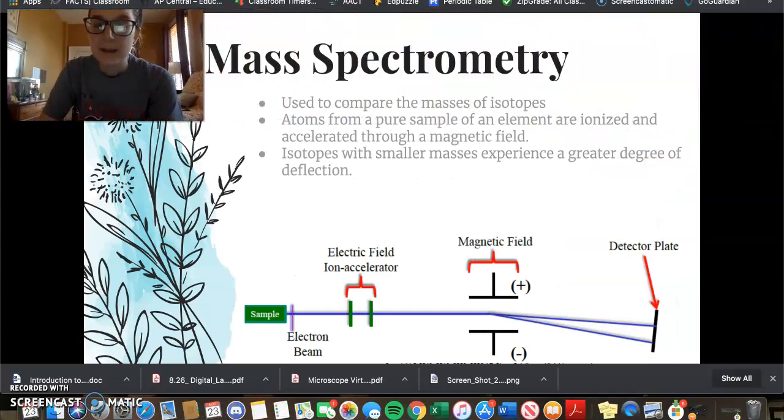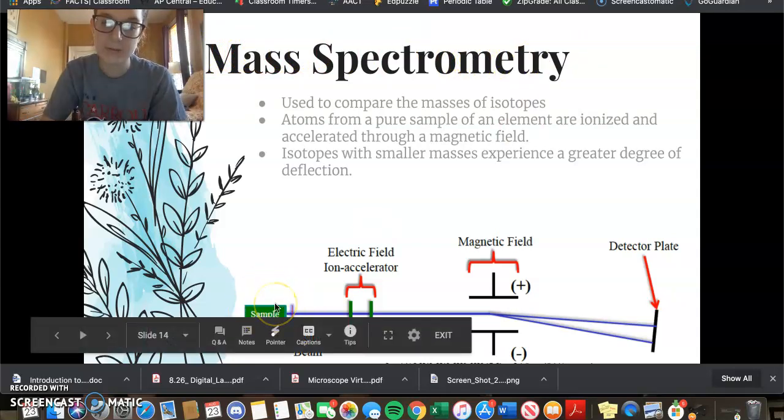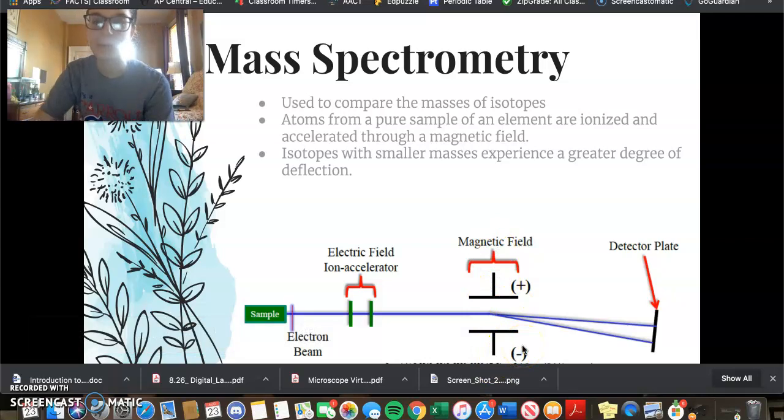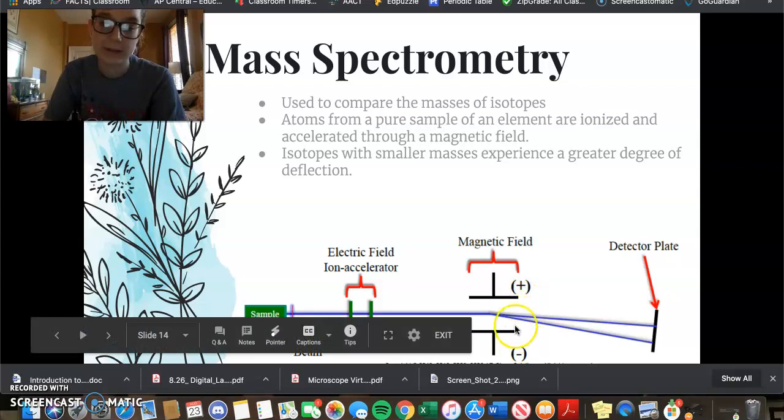Here we have mass spec, which basically helps to compare the masses of isotopes. You have a sample here that you inject, typically gaseous or vaporized, and then you have an ion accelerator, which accelerates the sample through this tube, and the magnetic field here is really where things start to happen. When you apply a magnetic field, it's going to cause the individual particles to be deflected, typically away from the positive charge towards the negative charge.